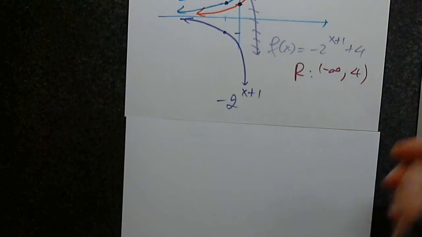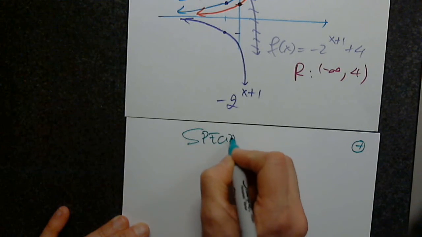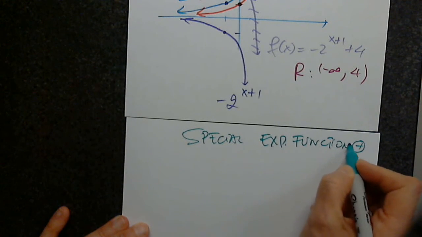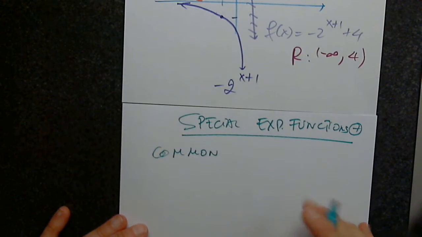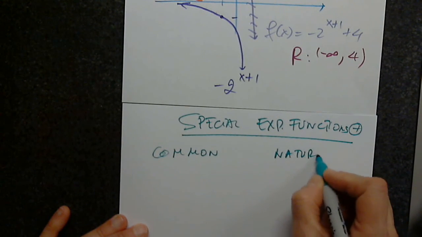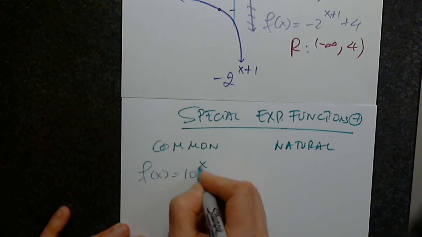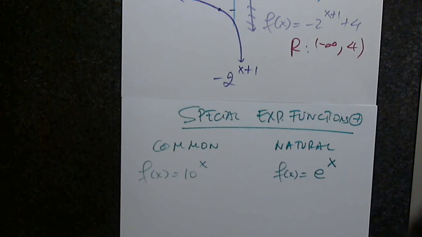Okay, ready for applications, but I want to mention 2 things. Special exponential functions. They're so special. One is called common exponential function, and the other one natural. Here's the notation. The base is 10, and for the other one, the base is e. Let's take a look. Go to the graphing calculator, please.